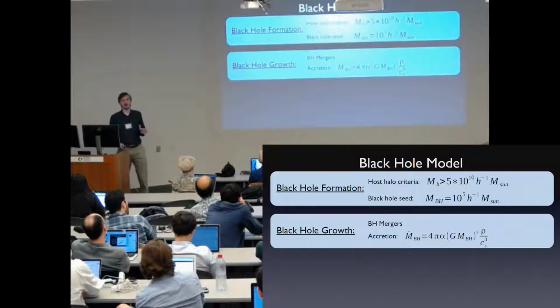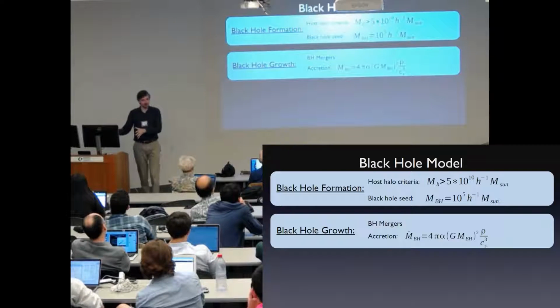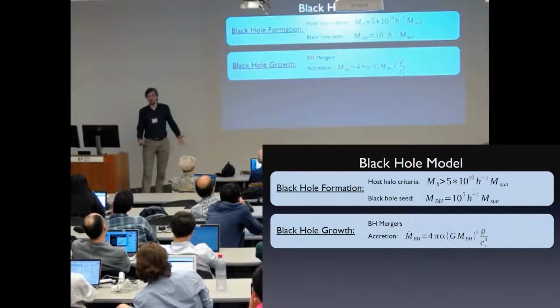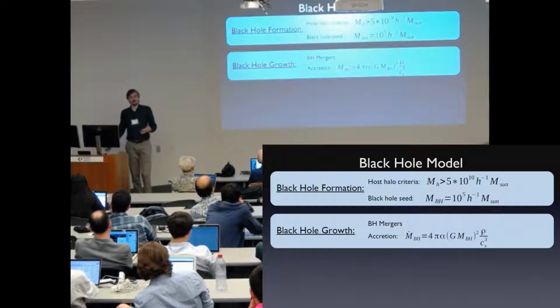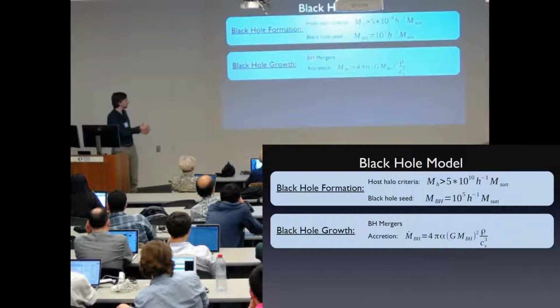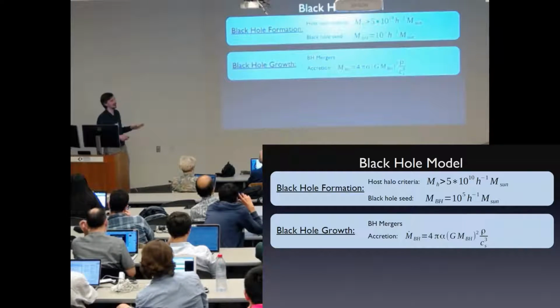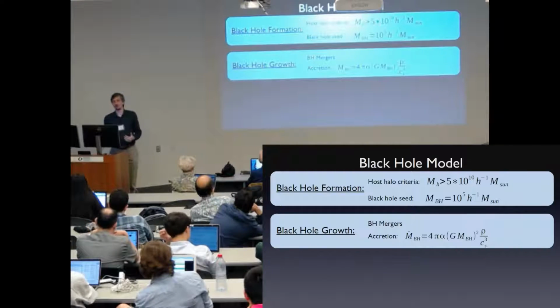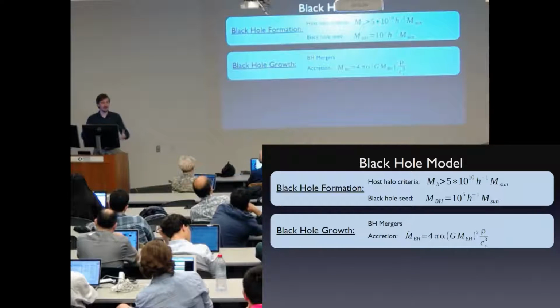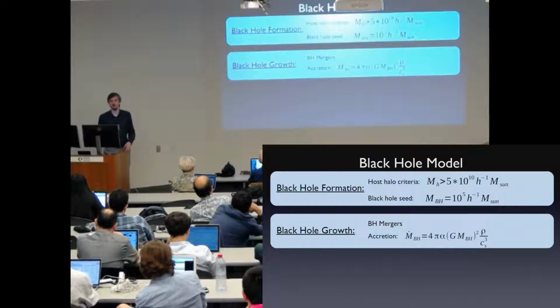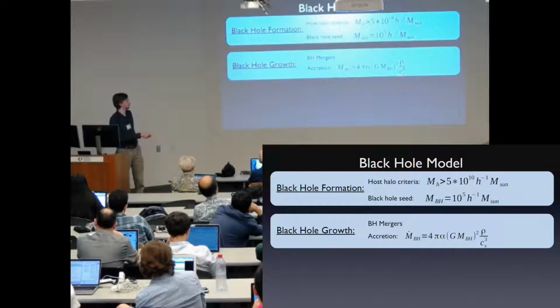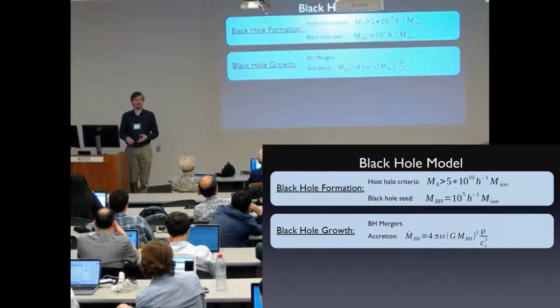Once you've formed the black hole, or in the case of a simulation, just put one in, you then have to have it grow. There are two ways of growing. You can have black holes merge with each other, which all simulations do, and then you have gas accretion. Illustris uses, again, one of the more common approaches, which is a Bondi-like formalism for the accretion rate. We allow the black hole to grow, which depends on gas properties, specifically the density and the sound speed.